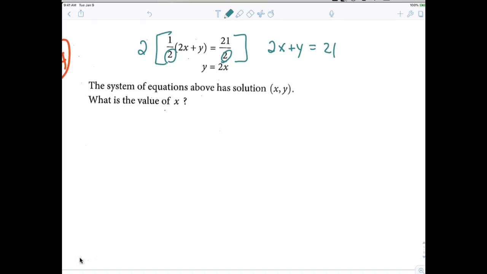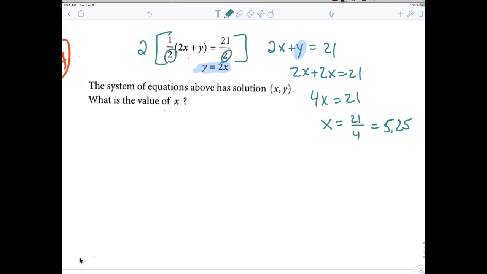And now we look here and say, what does y equal? y equals 2x. So that means wherever I see a y, I can put 2x. That's pretty easy. 2x plus 2x equals 21. 4x equals 21. x equals 21 over 4. And if you put 5.25, I'm pretty happy with that. Either one of those is acceptable.